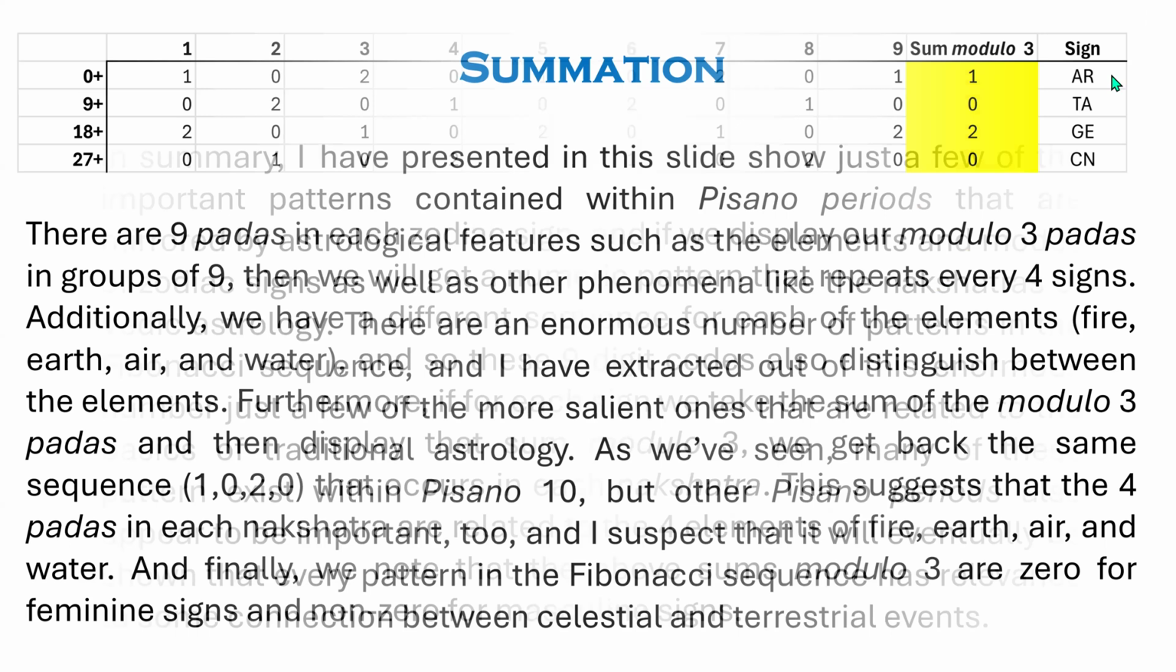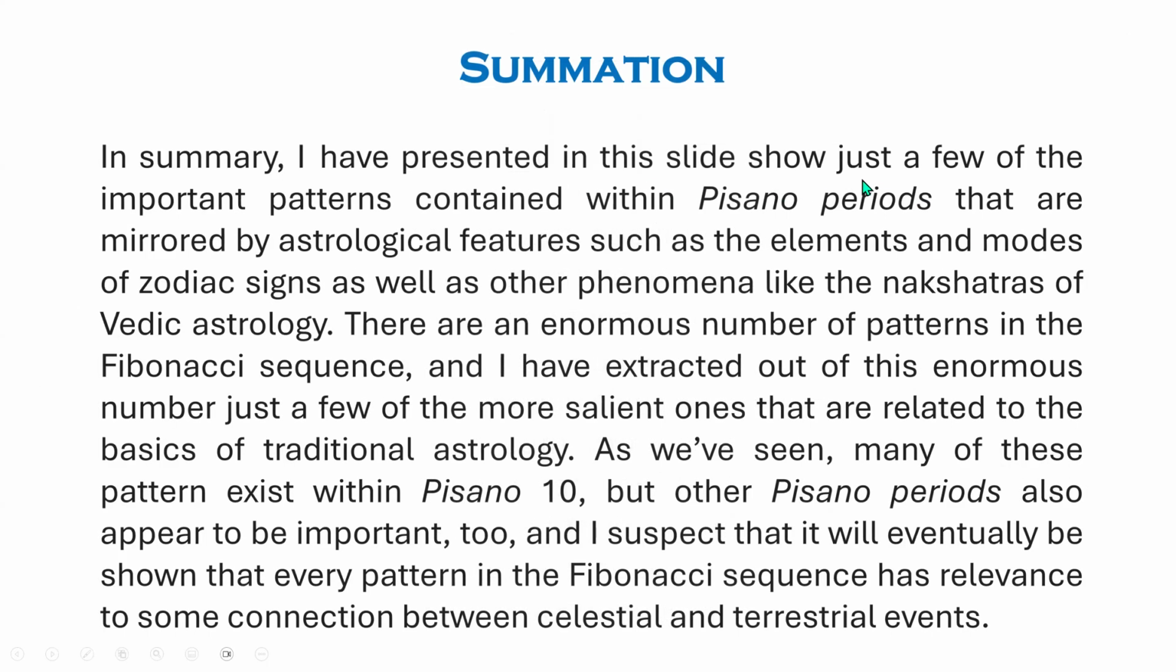So, in summary, I've presented in this slideshow just a few of the important patterns contained within Pisano periods that are mirrored by astrological features such as the elements and modes of zodiac signs, as well as other phenomena like the nakshatras of Vedic astrology. There are an enormous number of patterns in the Fibonacci sequence, and I've extracted out of this enormous number just a few of the more salient ones that are related to the basics of traditional astrology.